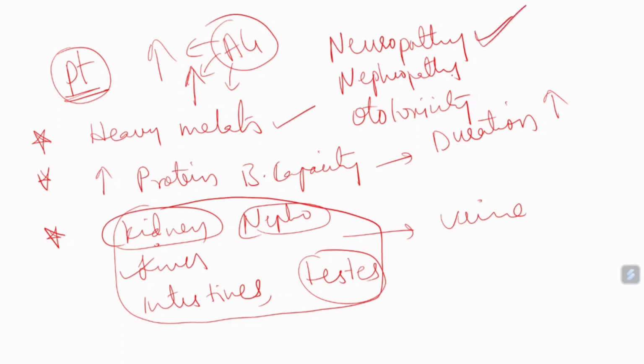It accumulates in the kidneys and causes nephropathy. It accumulates in the inner ear and causes ototoxicity. It causes deafness in people. So: neuropathy, nephropathy, ototoxicity. These are very important points you have to remember about platinum containing compounds. They are heavy metals, their protein binding is very high, their duration of action is very high, they accumulate in tissues, and they cause neuropathy, nephropathy, and ototoxicity. These are important points.